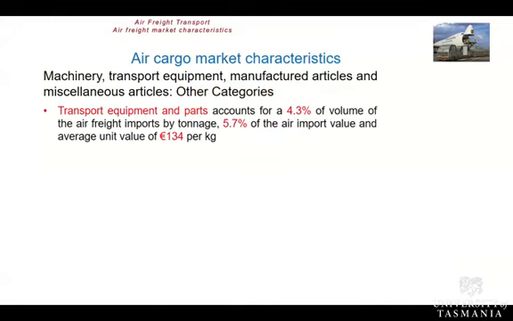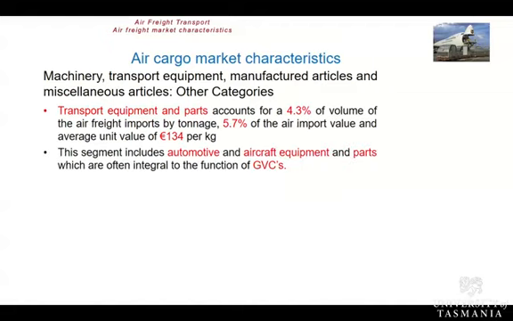Another category is transport equipment and parts, 4.3%. So we'd be putting that into the category of probably most closely aligned to component parts and goods required for additional manufacturing. Significant value, sitting at about 134 euros per kilo. Automotive and aircraft parts make up the main part of that, and as I said before, quite appropriate for global value chains.